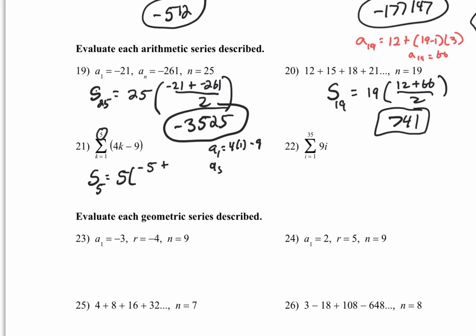Plus, we have to find the 5th term. So that's going to be 4 times 5 minus 9. So that's 11. And divide that by 2. So negative 5 plus 11 divided by 2 times 5, 18.